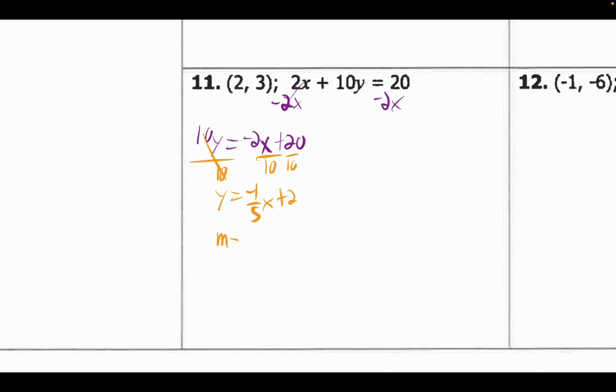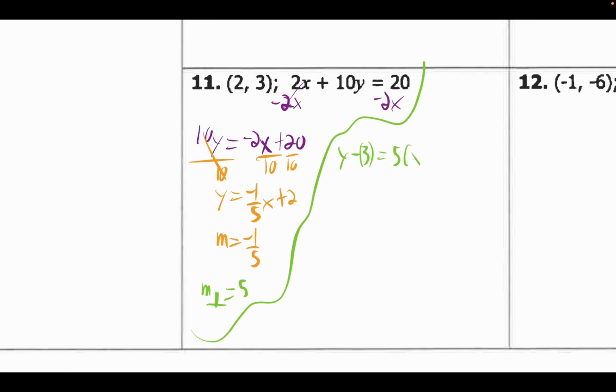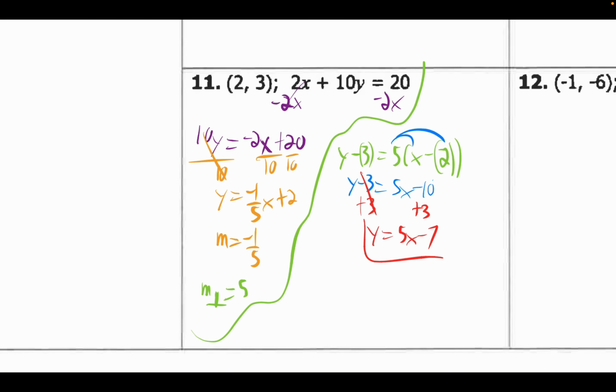So that tells me my slope is negative 1 over 5, which means the slope of the line perpendicular to that would be 5 or 5 over 1, and it'd be positive. So now I'm going to plug this in. I'm going to get y minus 3 is equal to 5 times the quantity of x minus 2. So I have y minus 3 equals 5x minus 10 as I distribute the 5. And then I add 3 to both sides, and I get y equals 5x minus 7.